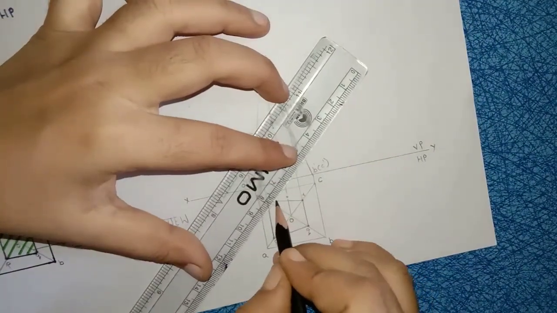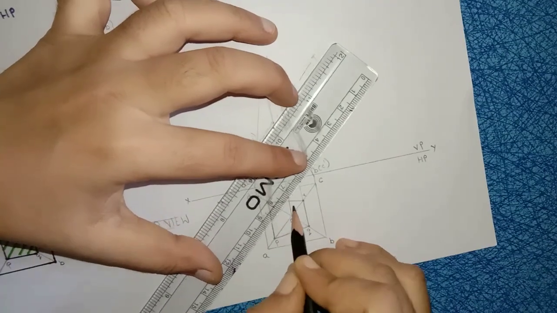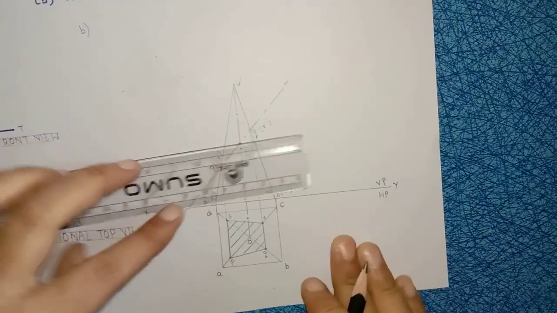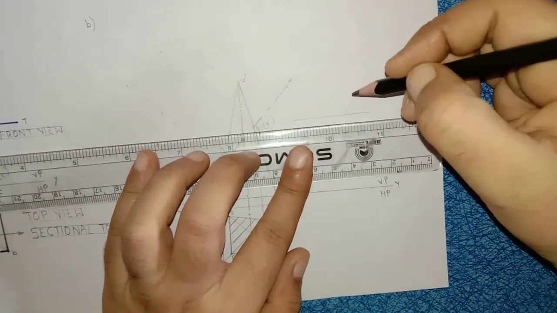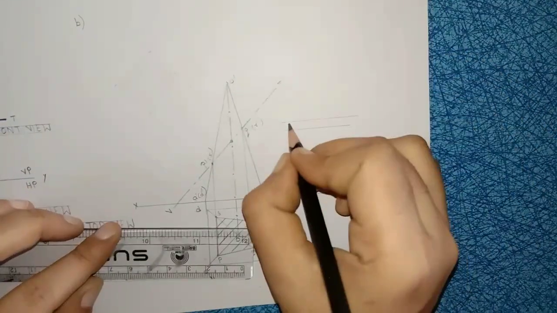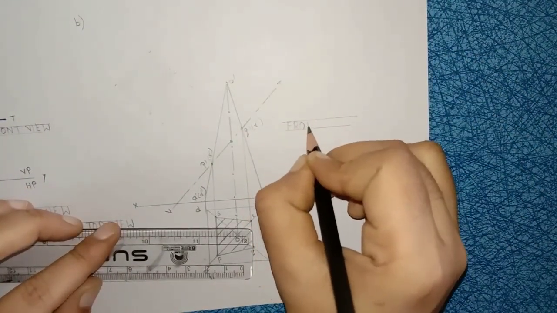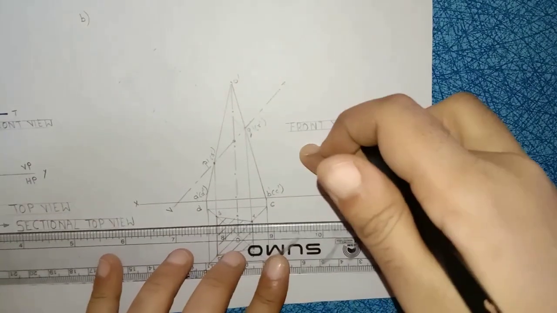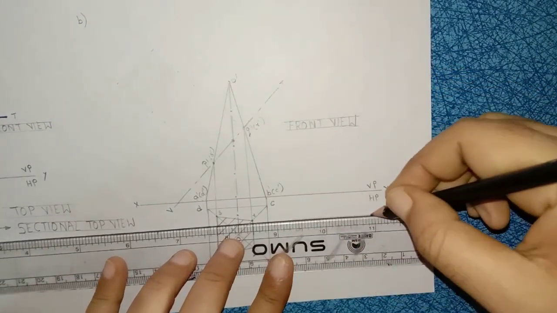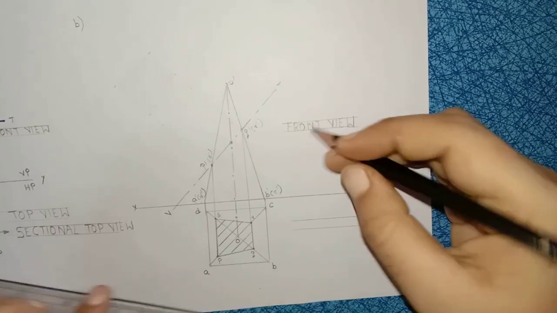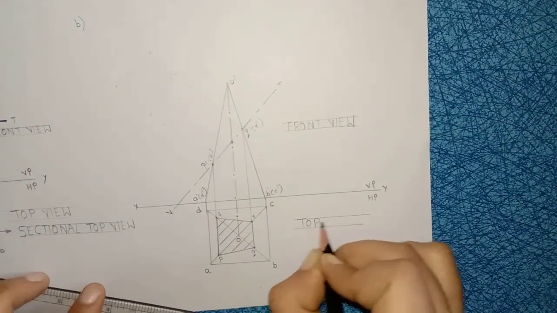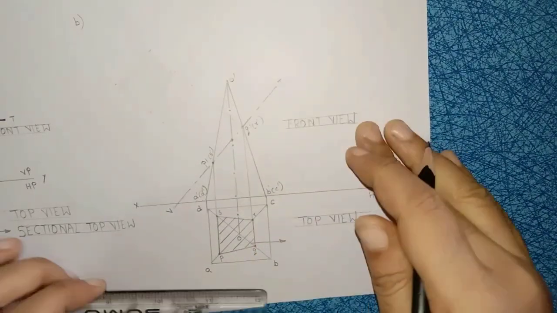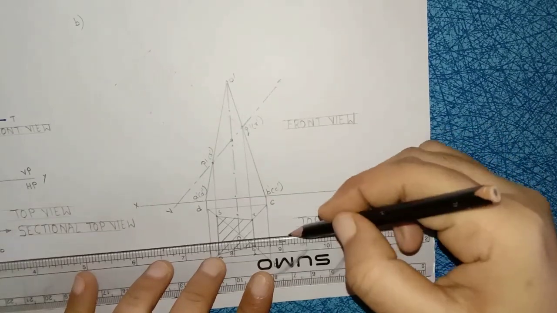Right, so you have to represent this sectional top view with the help of the hatching lines here. Right, so actually this is above the reference line. This is your front view. Below the reference line, this is your top view. And this is your sectional top view.